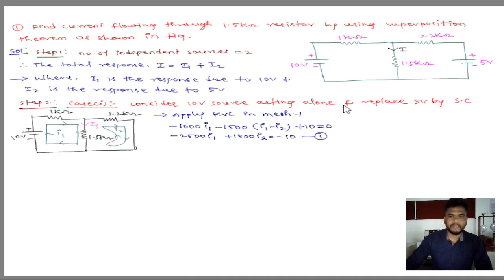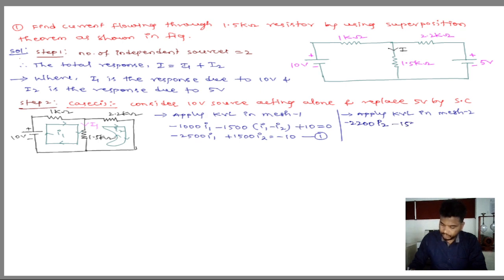Next, apply KVL in mesh 2. How many elements are connected in mesh 2? Only two resistors. There is no active source. I'm starting from this 2.2 kilo ohm resistor. This is a resistor, means voltage drop, so we use a negative sign: minus 2200 I2, current is I2, and minus 1500 (I2 minus I1) equal to 0. Then it is 1500 I1 minus 3700 I2 equal to 0. This is equation number 2.